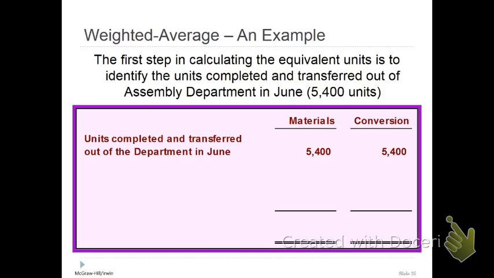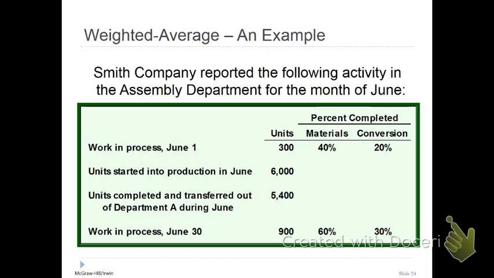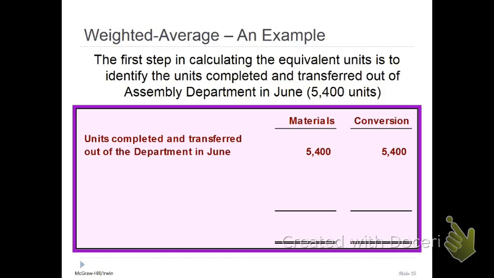Quick note here, we're making a distinction between materials and conversion. Materials are the materials, conversion in this case is the direct labor and the manufacturing overhead. Very, very common. Quick note, and I'm going to go back a slide here. Notice that when they calculated the percentage completed, they gave you the percentages both for materials and conversion. And note they're different, and I don't want to say it's common, but it's not unheard of for those numbers to be different percentages.